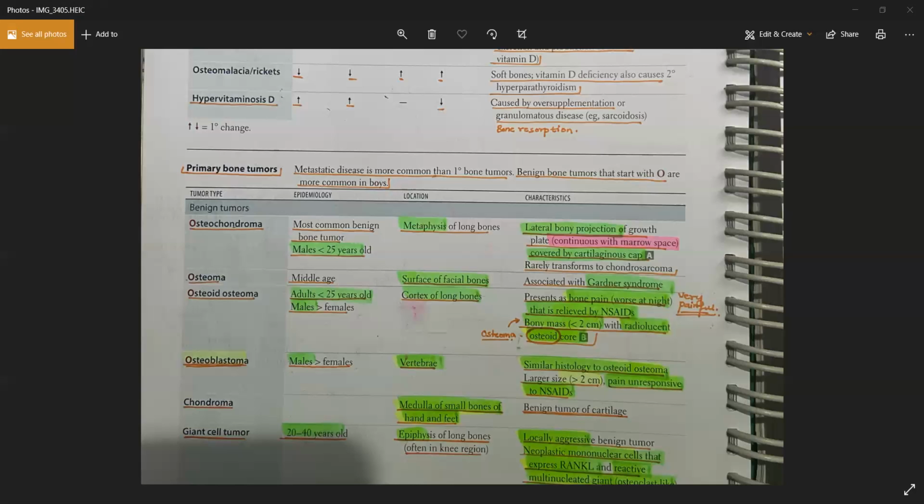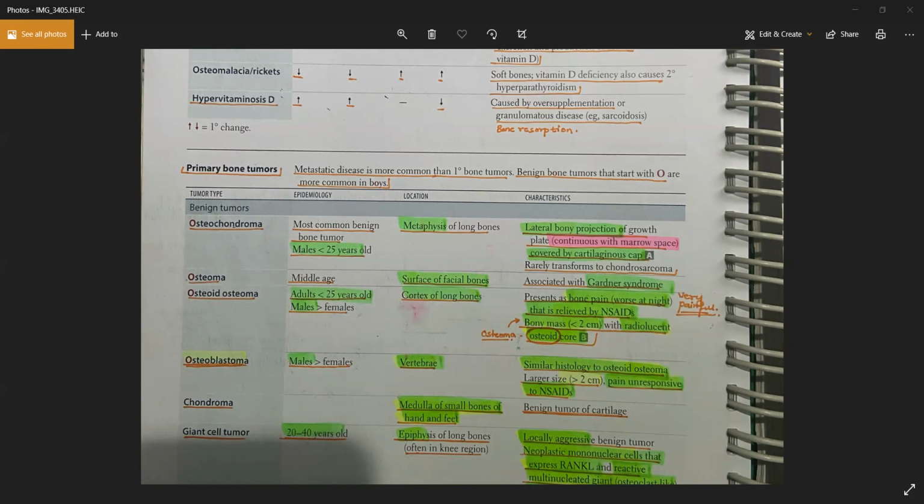The osteoma is generally a tumor that originates from the surface of the facial bones. And if you remember from the GI section, we discussed familial adenomatous polyposis, and we discussed Gardner syndrome. These patients with the osteoma present with facial bone pain, along with a history of polyposis. That means the patient has Gardner syndrome, remember? Yes. Okay, so osteoma for the face.